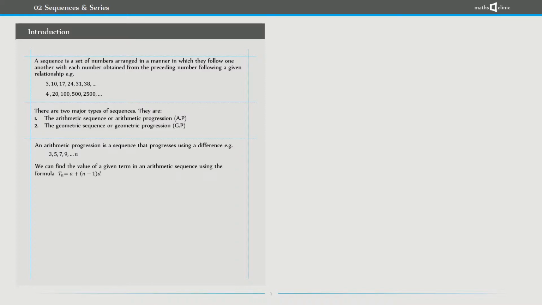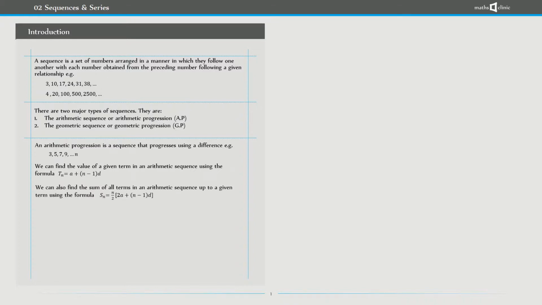Okay, now we can find the value of a given term in an arithmetic sequence using the formula Tn equals a plus (n minus 1)d, okay, where a is the first term of the sequence and d is the common difference of the sequence, i.e. the number that we're adding as the sequence progresses, and n is the nth term of the sequence. For example, if I ask you to find the 10th term of the sequence, n would be 10.